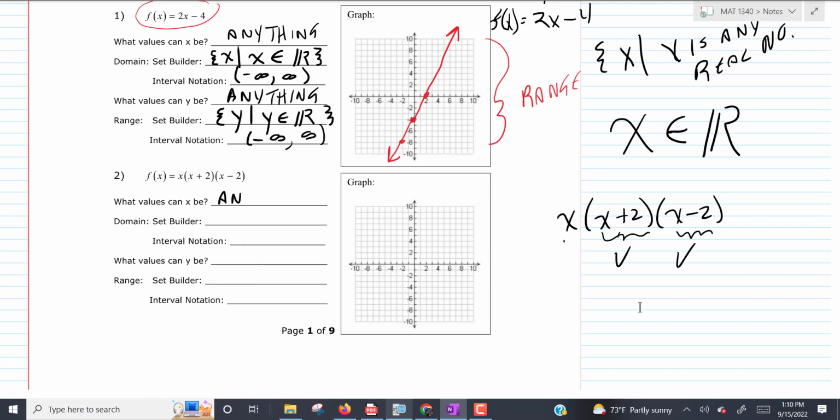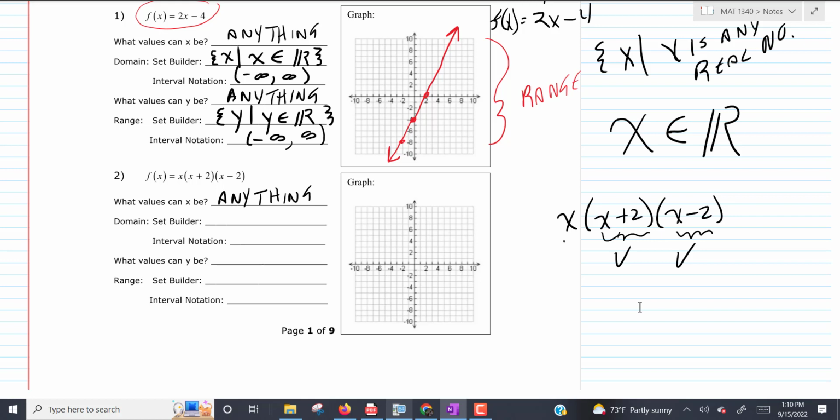X can be anything. If you struggle figuring that out in your head, your graphing calculator is certainly going to help you. But the idea is I can add anything to 2, I can subtract 2 from anything, and I can multiply. Okay, there's no problem. The problems we're going to see are like dividing by 0, or maybe having a square root of a negative number.